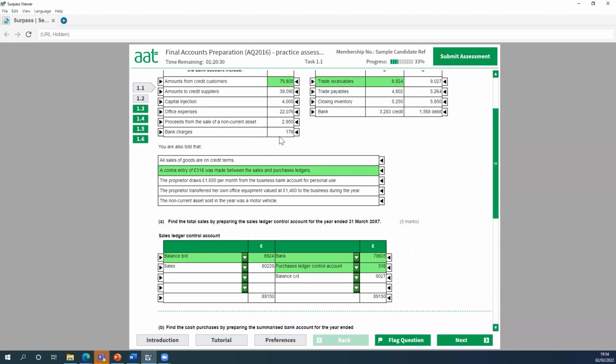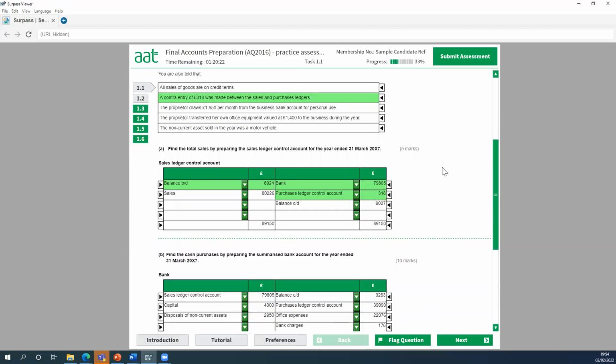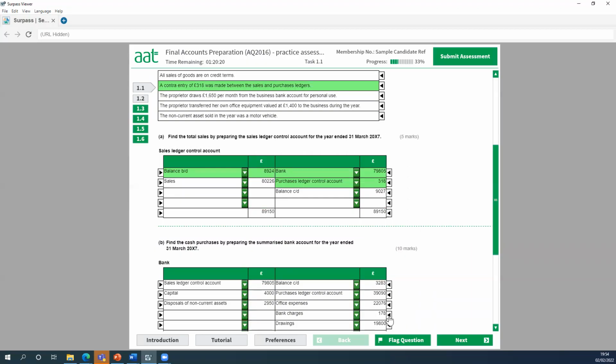And then bank charges. So we've paid bank charges of 178. So credit bank, debit bank charges, an expense in your profit and loss account. So therefore, there's your 178. I should tick these off as I'm going along. It's good practice, so make sure you do it so you don't forget.